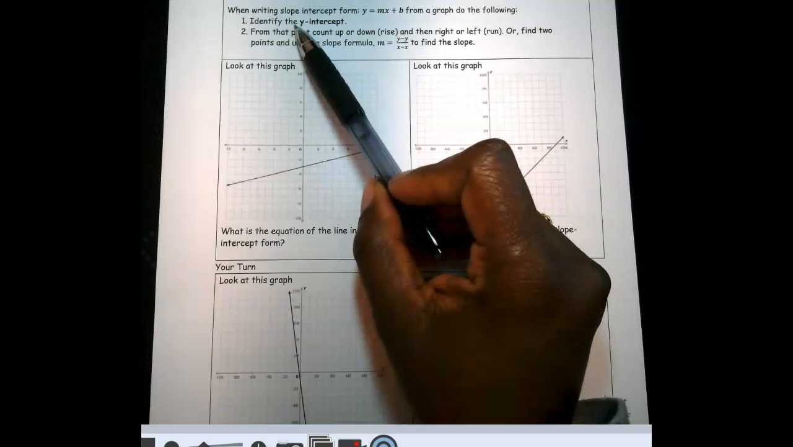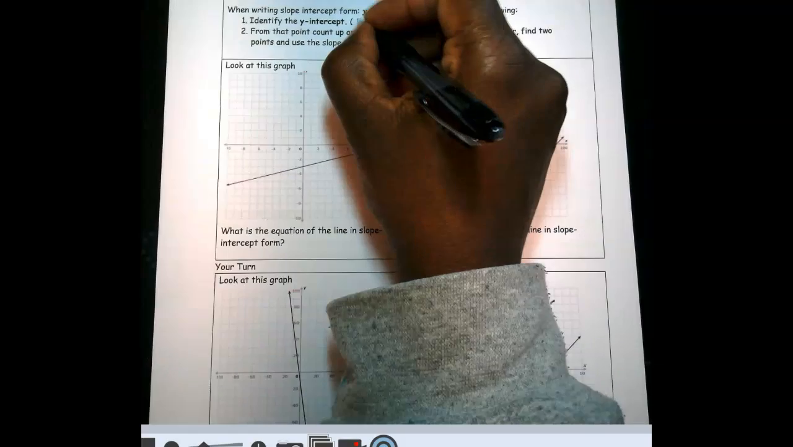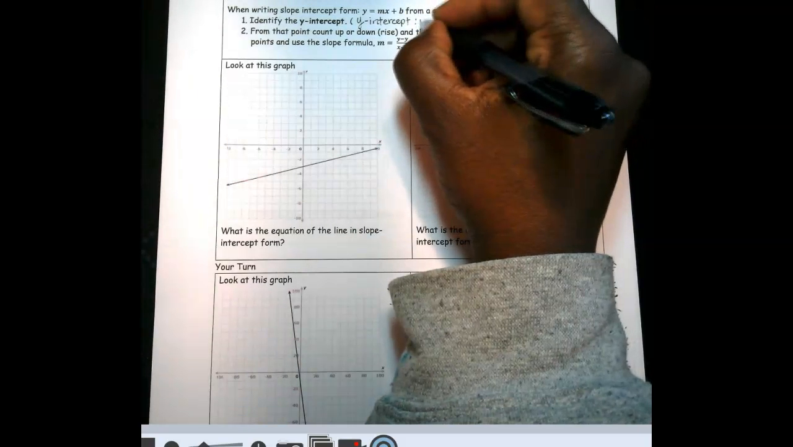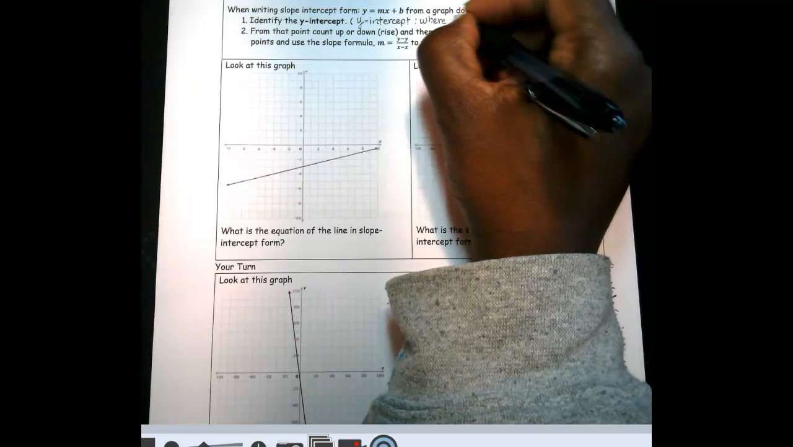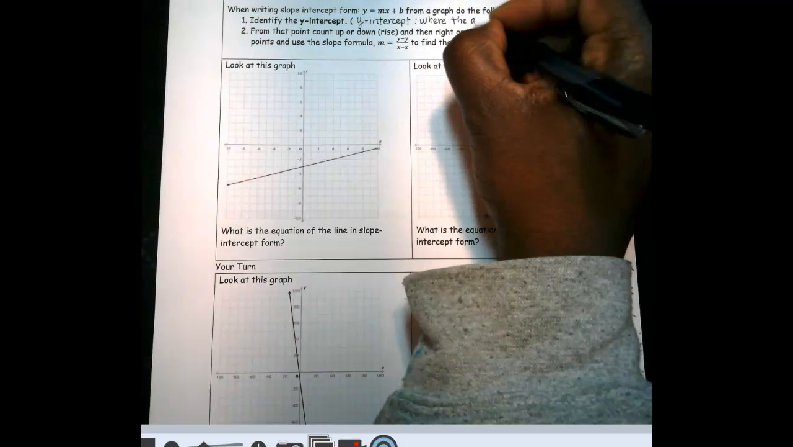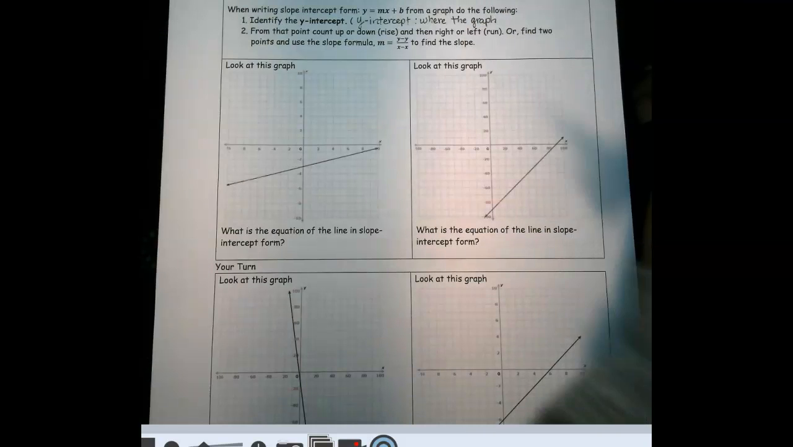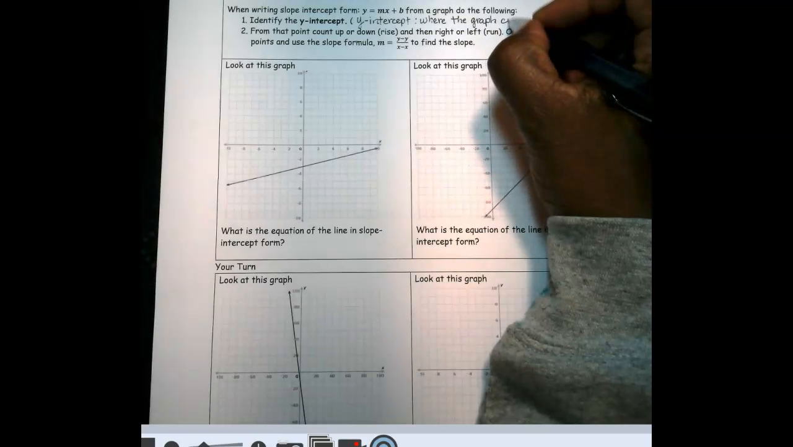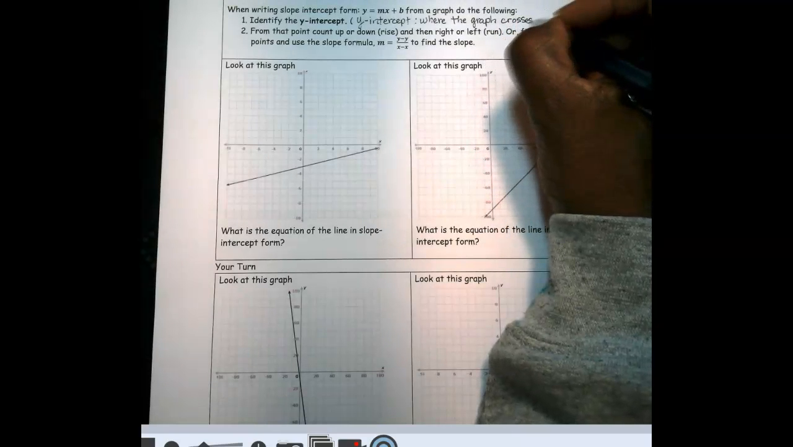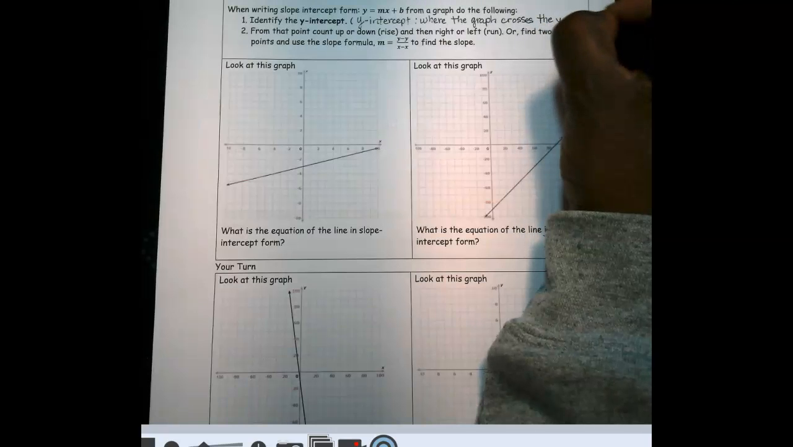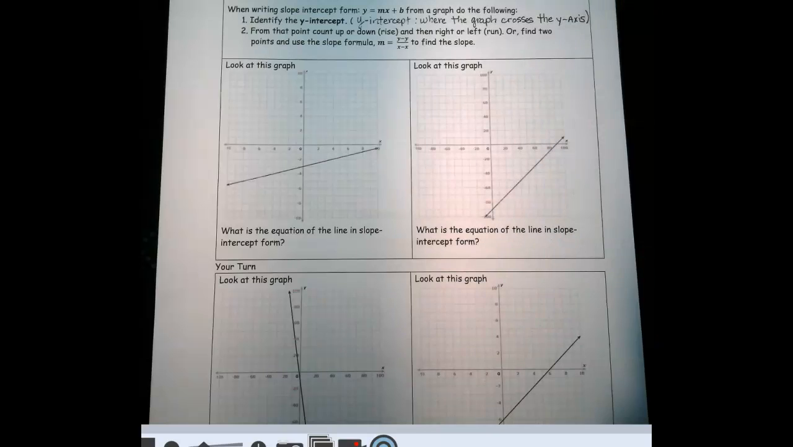First, identify the y-intercept. Now remember, the y-intercept is where the graph, meaning the drawn portion or the drawn line or whatever the function is on the coordinate plane, crosses the y-axis. That is what a y-intercept is.